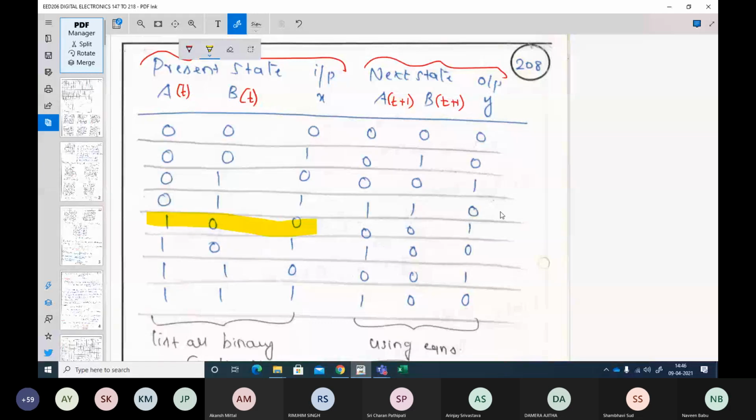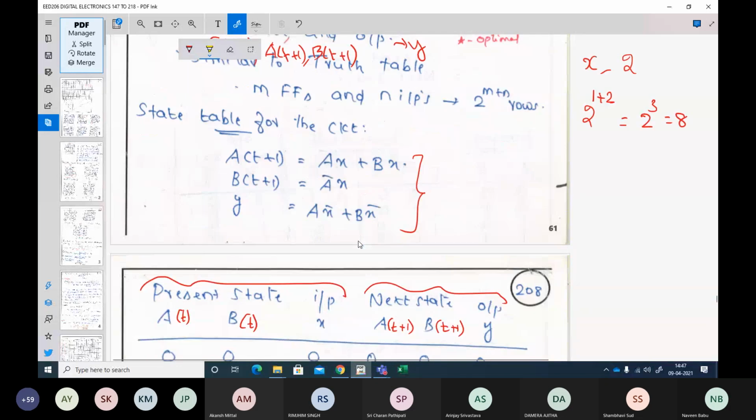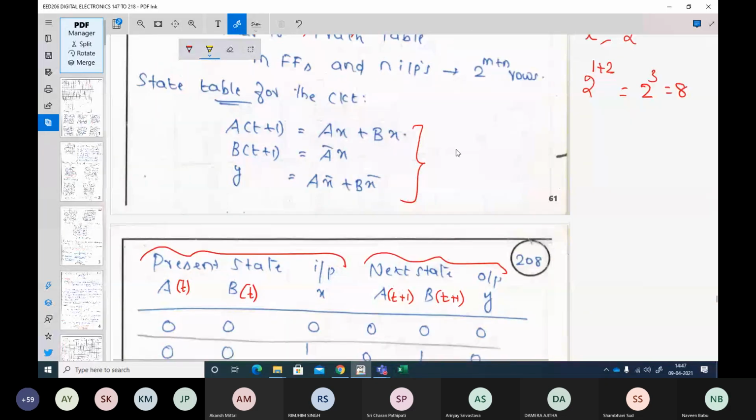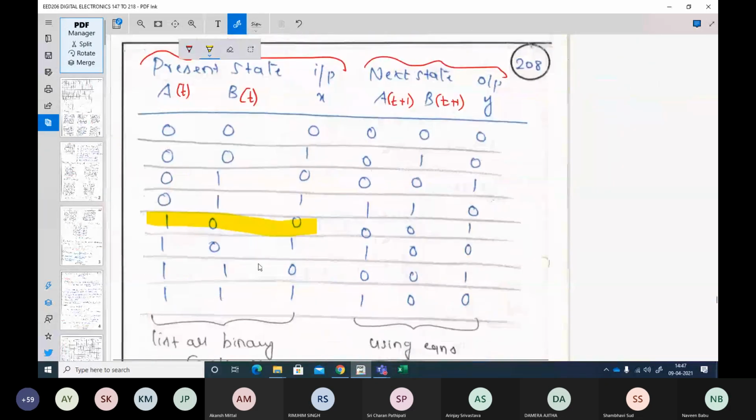What is A of t plus 1? A of t plus 1 is ax plus bx. So a dot x is 0 plus 0 dot 0 is 0, hence 0. Now what is b of t plus 1? B of t plus 1 is a bar into x. So a bar into x will be still 0, it is 0.